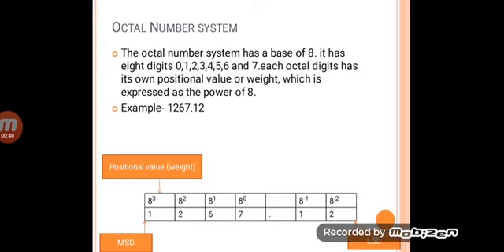Now the next topic is the octal number system. The octal number system has a base of 8. It has 8 digits: 0, 1, 2, 3, 4, 5, 6 and 7. Each octal digit has its own positional value or weight, which is expressed as a power of 8. See the table.